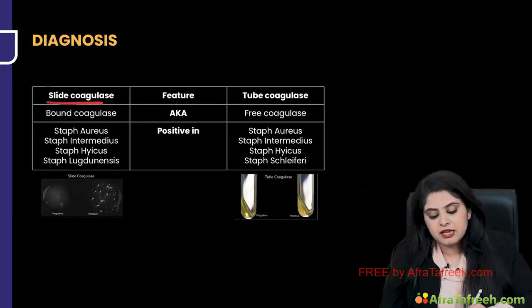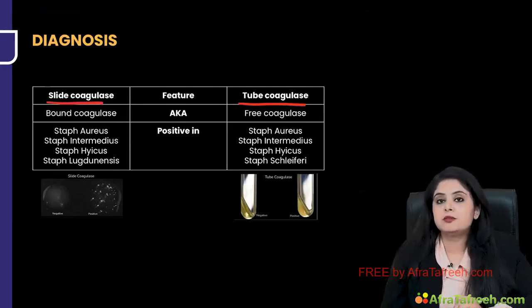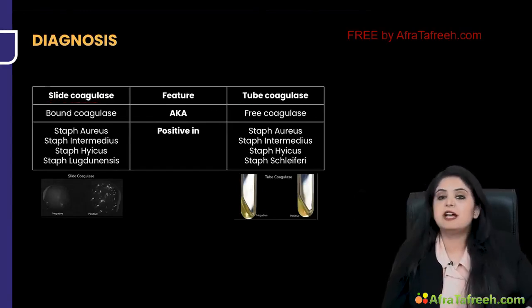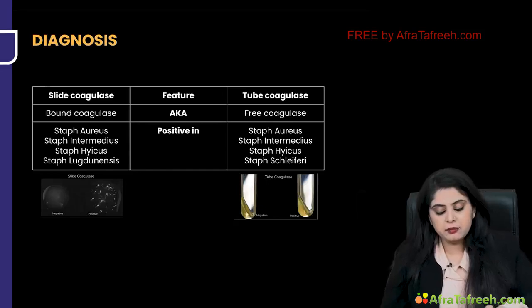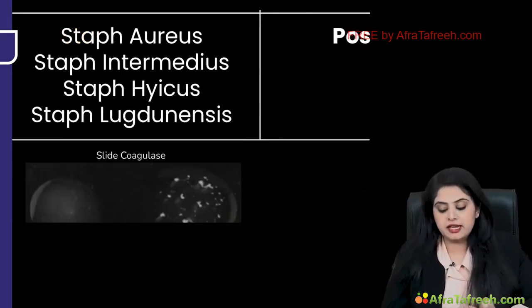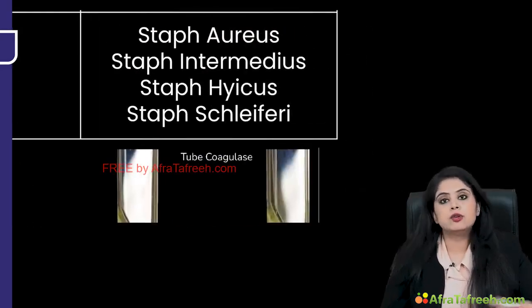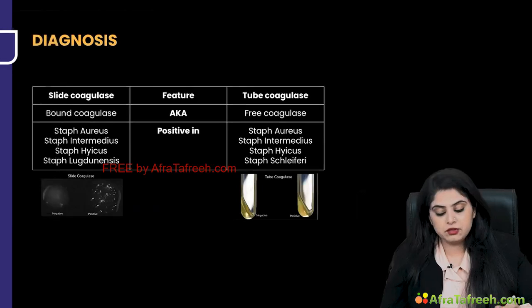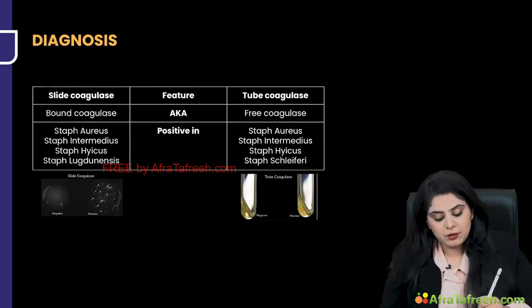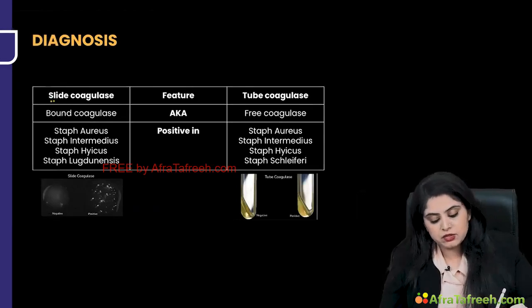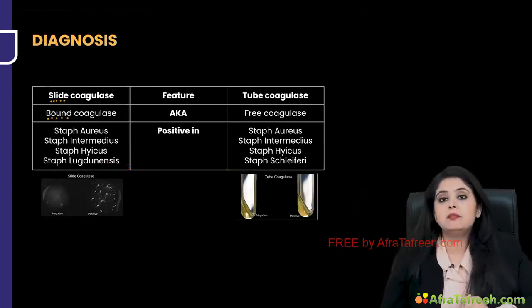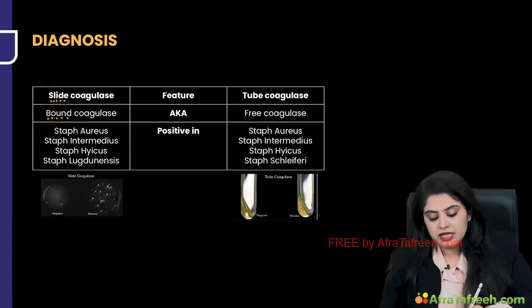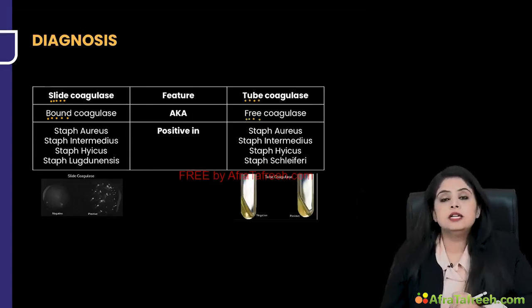Firstly, guys, how do you know what the different types of coagulase tests are? We have a slide coagulase and a tube coagulase. I can see at the bottom there is a test which is done on a slide and there's a test over here done on a tube, right? So one is slide, one is tube, and what are their other names? How many alphabets does slide have? 1, 2, 3, 4, 5. So it is also known as bound coagulase. How many alphabets with tube? 1, 2, 3, 4. That is known as free coagulase.